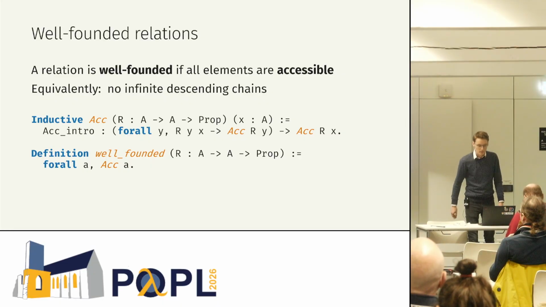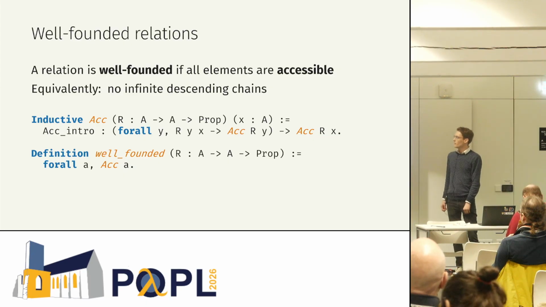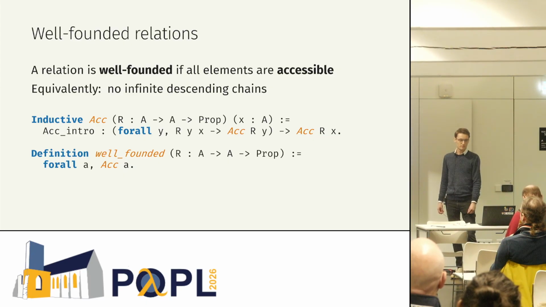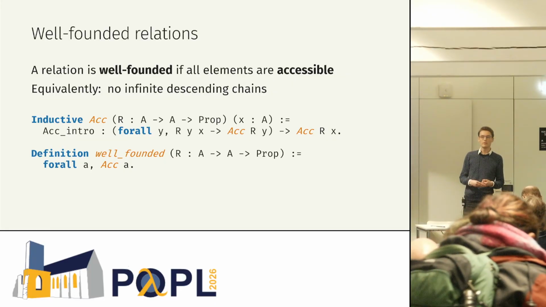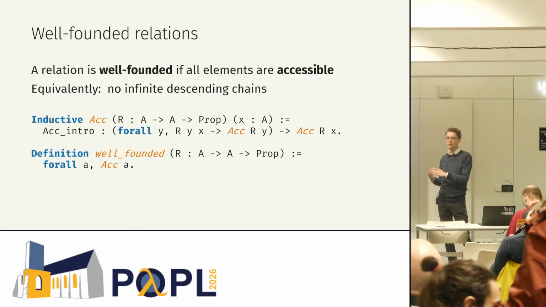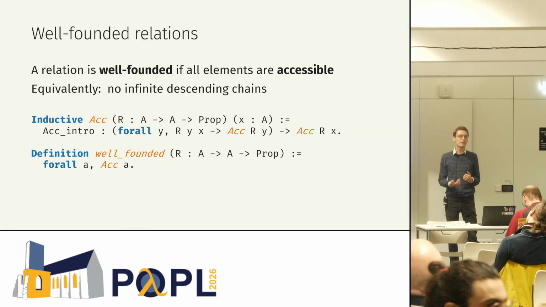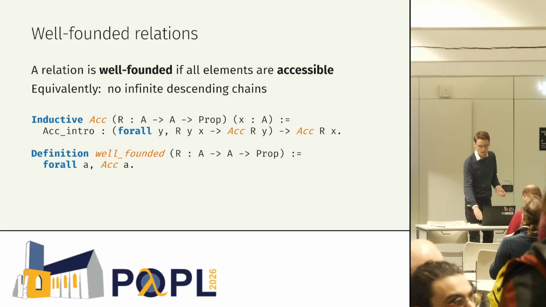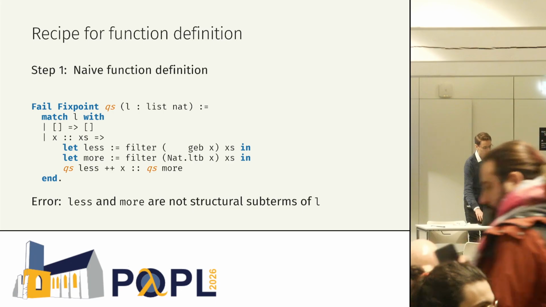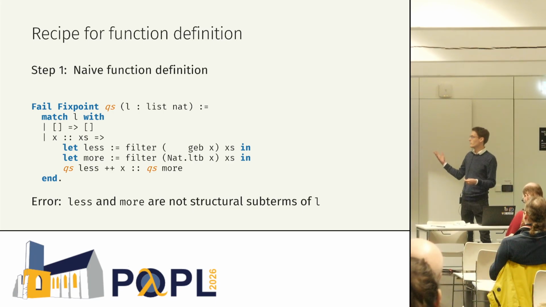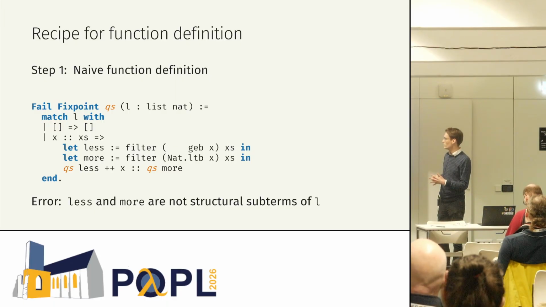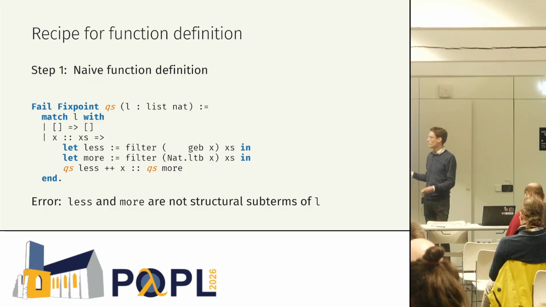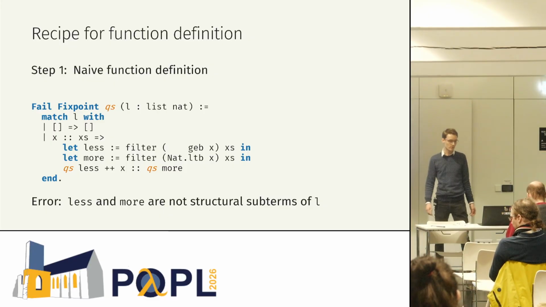And well-founded induction is essentially equivalent to performing structural induction on this proof of accessibility, and you can use the same idea to define recursive functions. So let's go back to our example on quicksort, and we'll start with the naive definition, which, like I said before, is not accepted because less and more are not structural subterms.